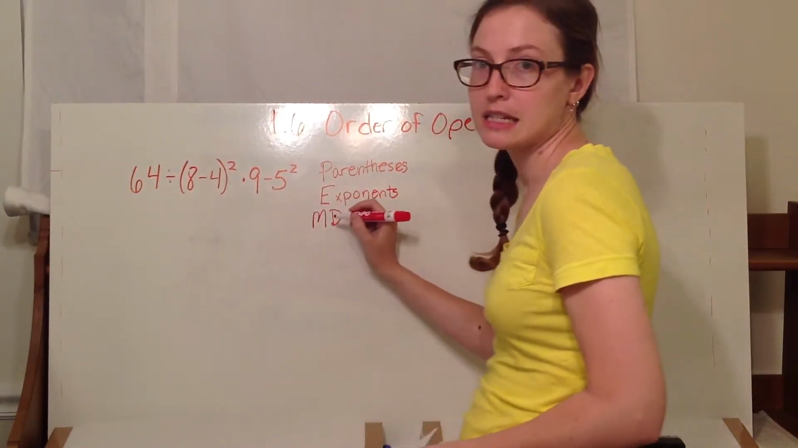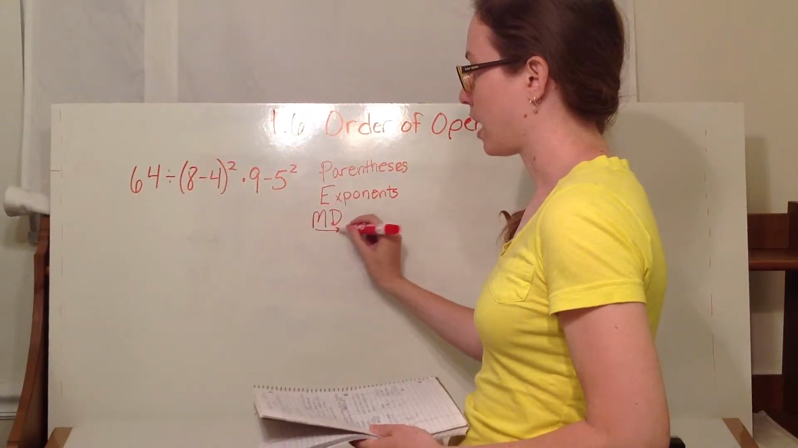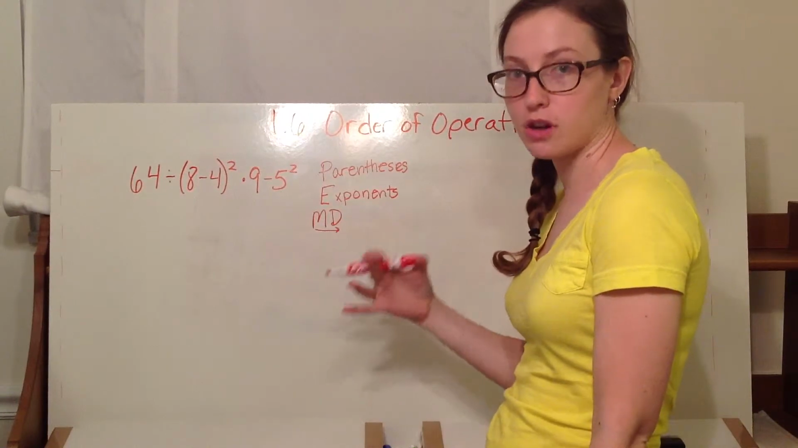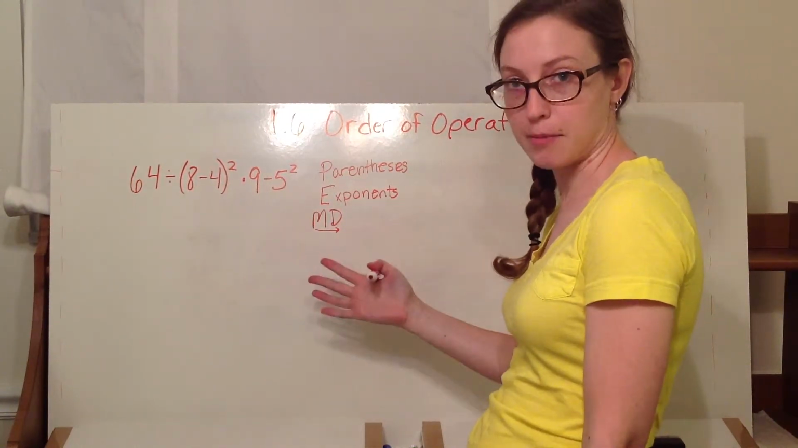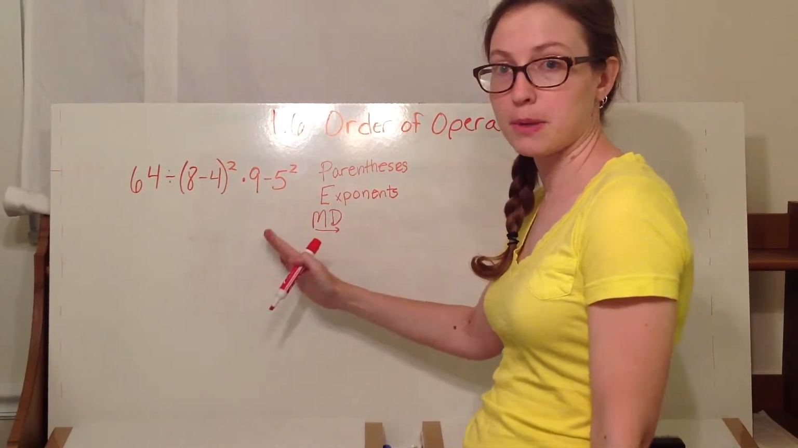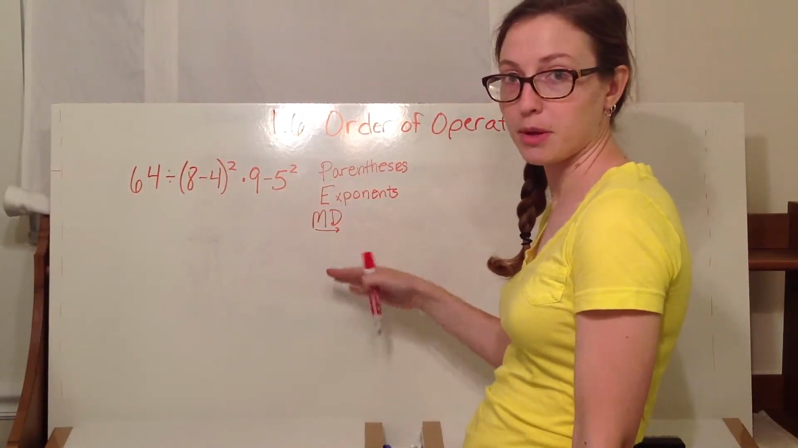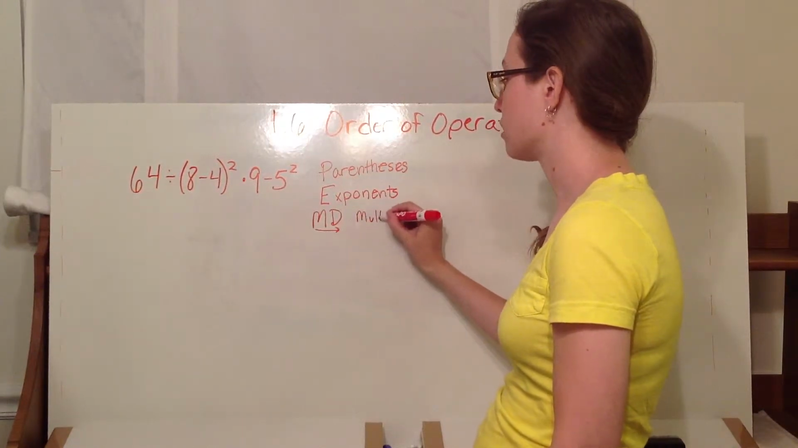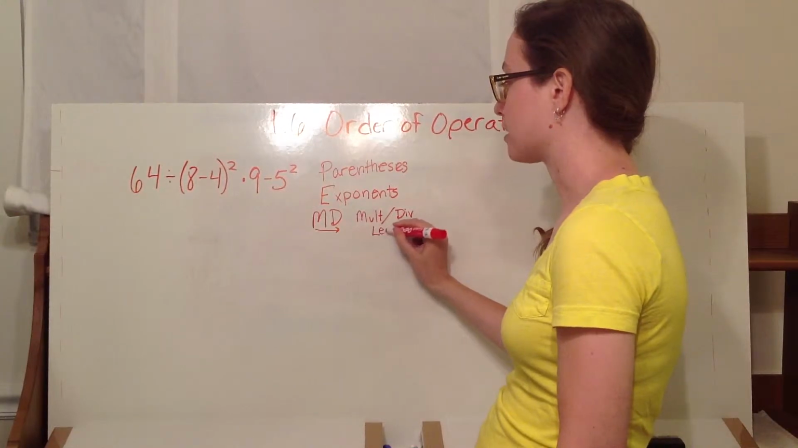M and D stand for multiplication and division, and I usually put an arrow like that because multiplication does not come first always. You do multiplication and division at the same step or level from left to right. So if a division appears before a multiplication in a problem, when you get to that step, you do that first. So this is multiplication and division, and it's left to right.